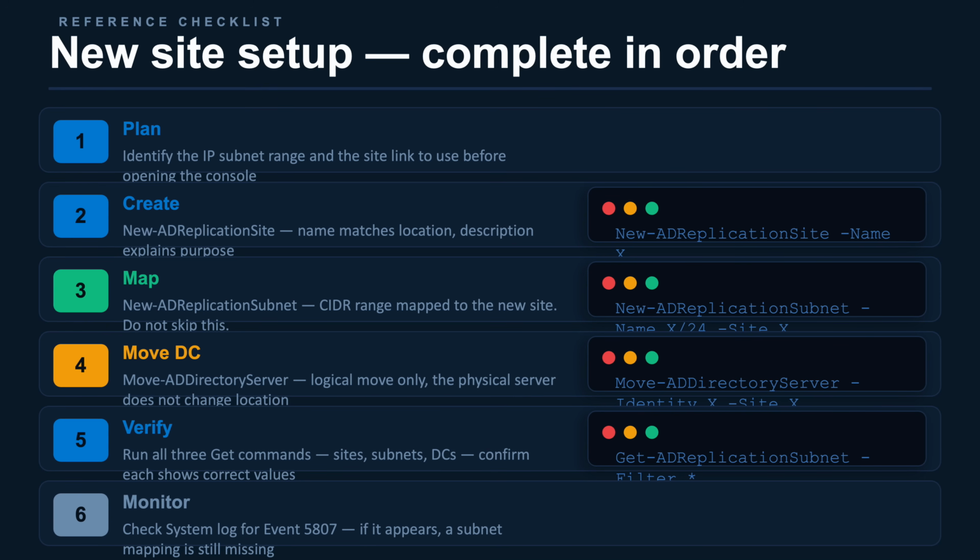Fourth one is to move the DC with Move-ADDirectoryServer. Verify you are specifying the correct DC name. Fifth one is to verify with all 3 Get commands before you declare the work done. Sixth is to monitor the system log for event 5807 for the first 24 hours. If it fires, you have a missing subnet mapping somewhere.